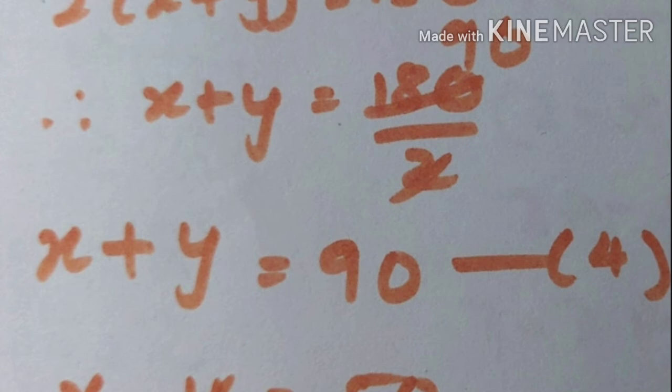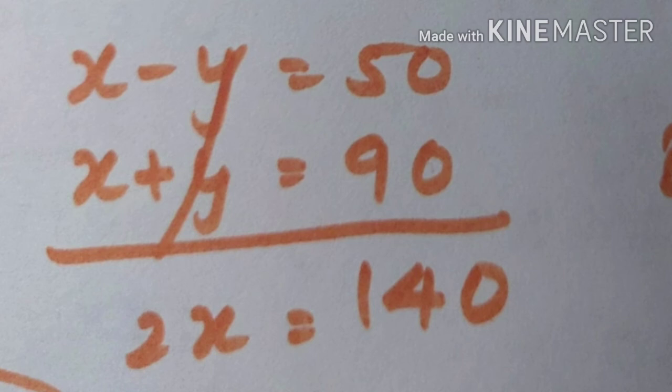Now students, we have here 1, 2, 3, and this is our equation number 4. So you have to think, what can we do now? Check equation number 2 and 4. Our equation number 2 is x minus y is equal to 50 degree, and equation number 4 is x plus y is equal to 90 degree. So we can eliminate our variable y by adding equation number 2 and 4. So that I have done here.